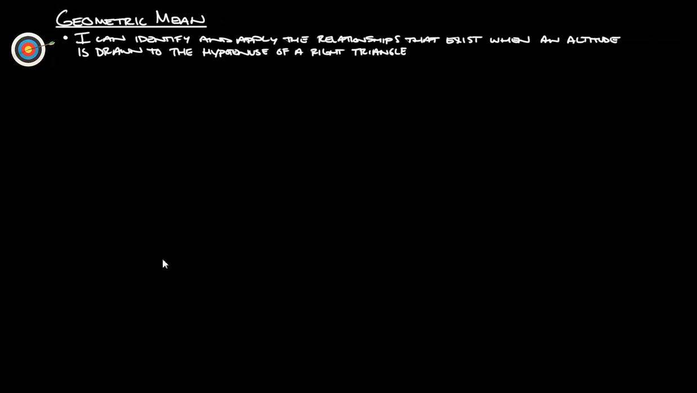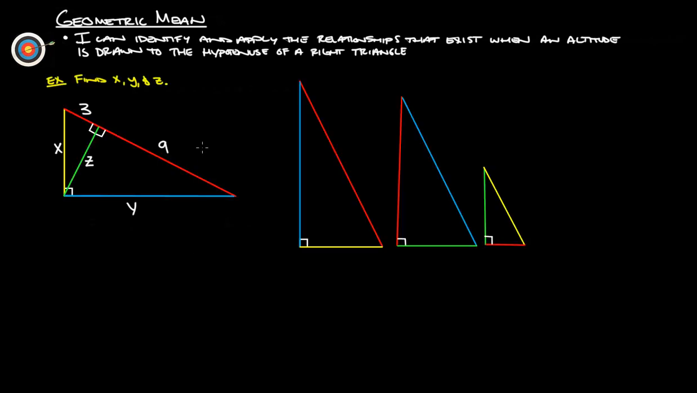Taking an example, let's say we give these some values. This piece here is 3, this is 9, and here are x, y, and z. What we're going to do is find x, y, and z. In order to do that, we want to transfer this information onto these three triangles, because if I had drawn them perfectly, they would all be similar to each other.